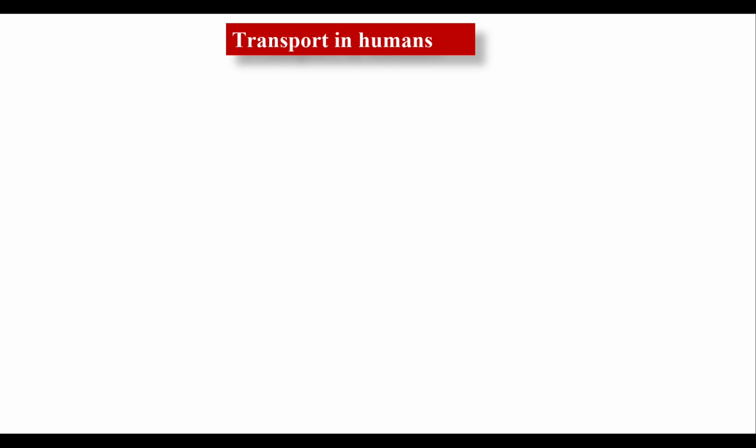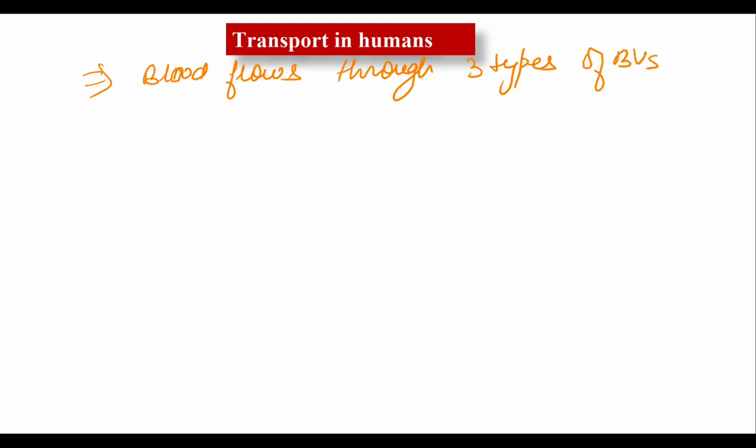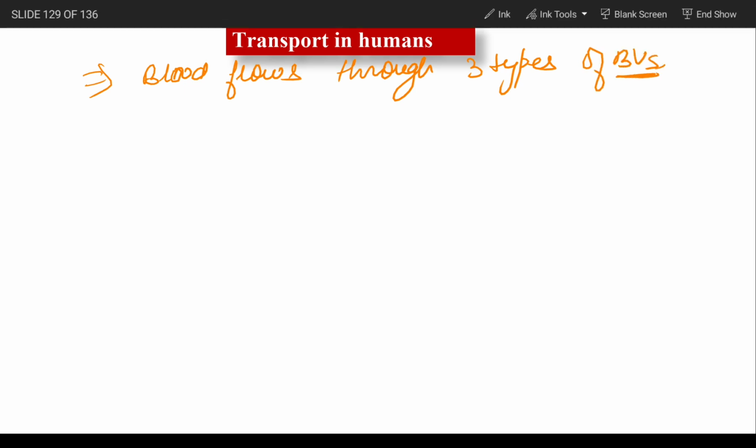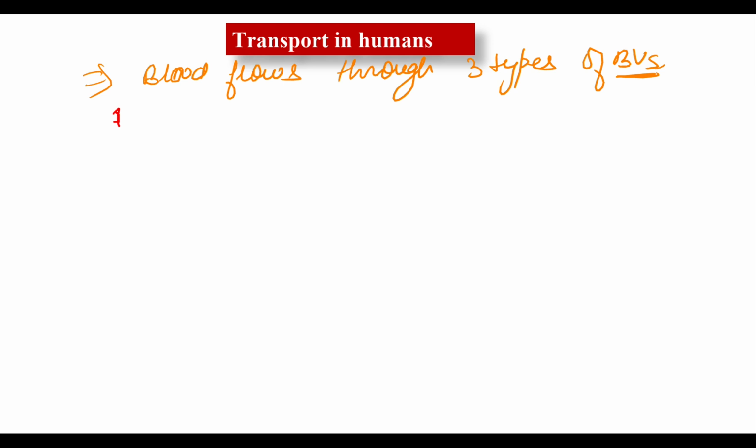Okay, so the human circulatory system consists of the heart and blood vessels. Okay, so in the blood circulatory system, the blood flows through three types of blood vessels. So write down, blood flows through three types of blood vessels. BVs is known as the blood vessels. Okay, and first one is known as the arteries. There are so many arteries present, tiny, broad, many different types of arteries.